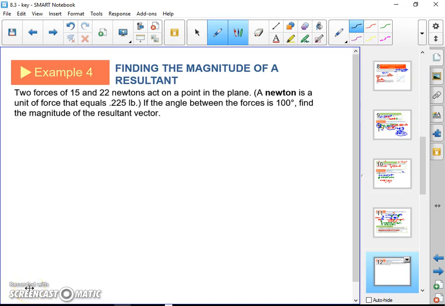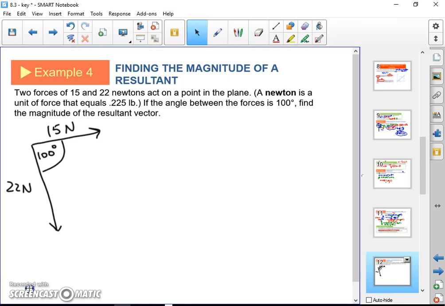On example 4, I purposely blocked out the picture just because I think it's good for us to draw our own. So let's look at what we have. Two forces of 15 and 22 newtons act on a point in the plane, and the angle between the forces is 100 degrees. So let's draw what that looks like. We've got 15 newtons and 22 newtons. It doesn't have to be perfect, with 100 degrees in between the two angles. That's really all they give us to go by.